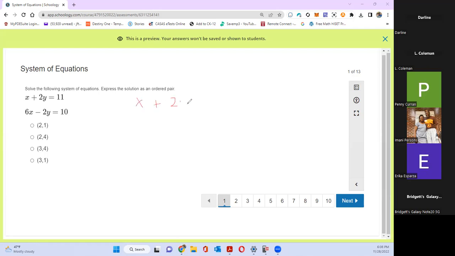Okay. So first of all, as she said, your goal in a system of equations is to try to eliminate one of the variables. What you should notice is that one of the variables is already being eliminated. Plus 2y and minus 2y cancel each other out. Does everybody understand that? When we combine these two equations, what's x plus 6x? 12x.